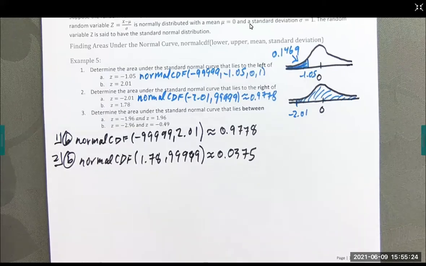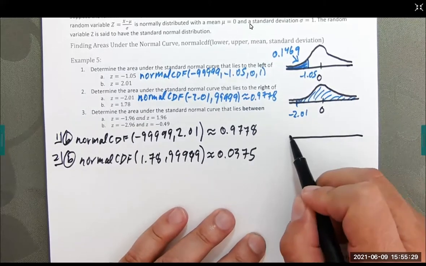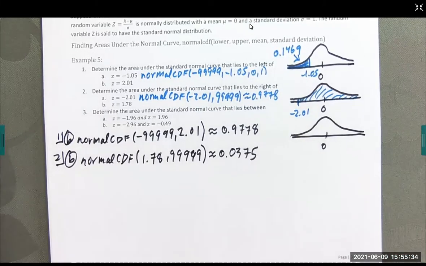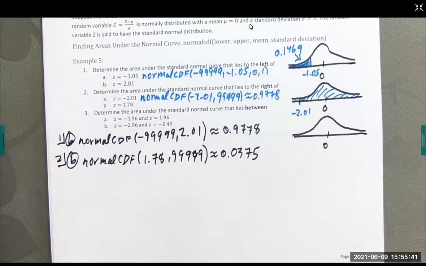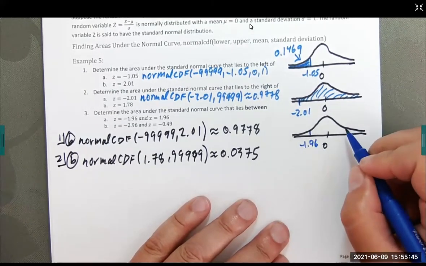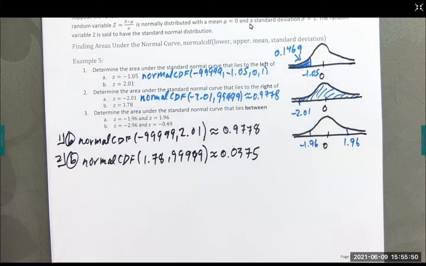Now 3a, I'm going to also draw the picture. This one's going to be a little different. We want the middle area between negative 1.96 and 1.96. Almost 2, right? Negative 2 to 2. Remember, these are z-scores, so they're standard deviations. So plus minus 2 standard deviations. That should sound a little familiar.